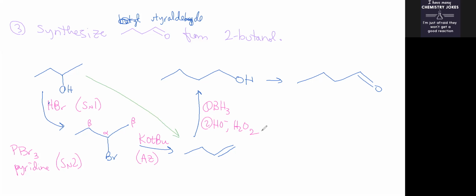And finally, I need a weak oxidizing agent. That means choose your favorite weak oxidizing agent. PCC is one of my favorites. I think it's one of students' favorites probably. It could also be the Swern oxidation reagents. It could also be the bleach oxidation reagents, a weak oxidizing agent.